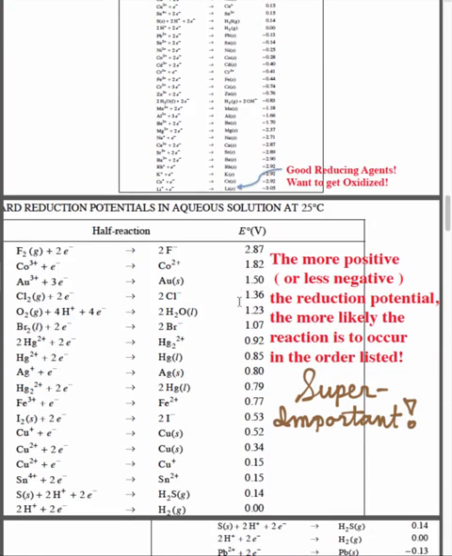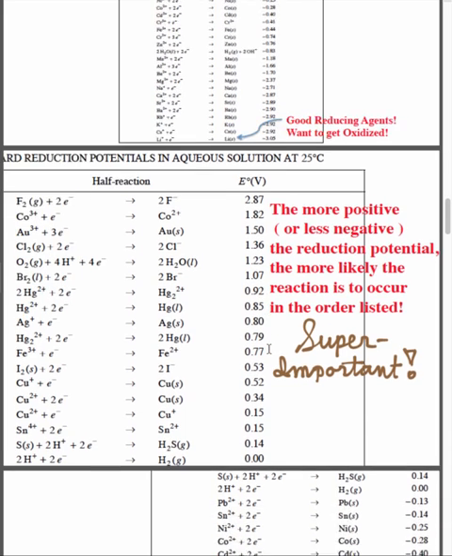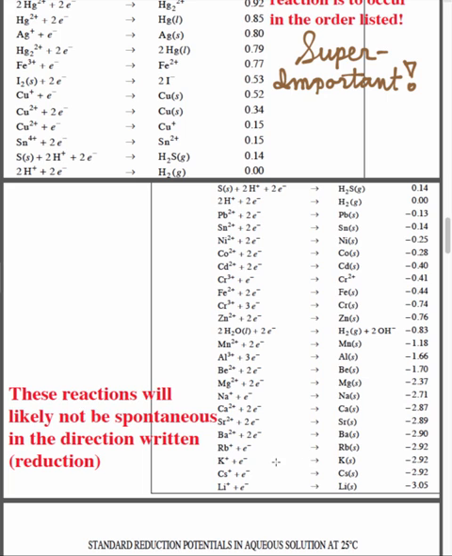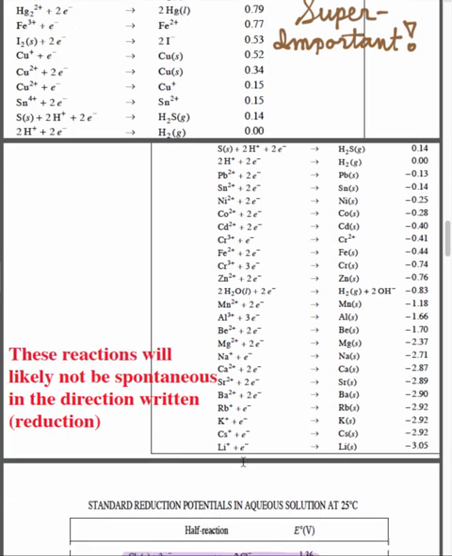Other ways to say it, the more positive the standard reduction potential, the more likely that is to want to happen in that direction. Is bromine liquid likely to gain 2 electrons and become bromide ion? You bet it is. It'll oxidize your skin, it'll burn your skin, it'll take electrons from your skin. Bromine's nasty. On the other end of the table, these are good reducing agents. These will likely not be spontaneous in the direction written. As reductions, they want to be turned backwards, so they can become oxidations, and their negative number turns positive.